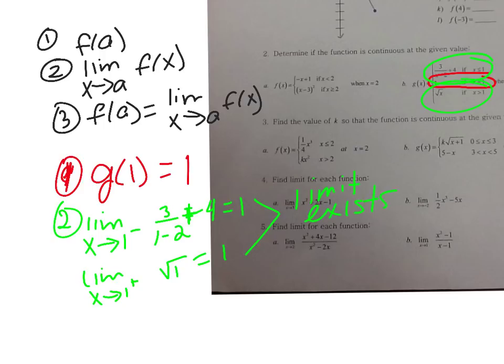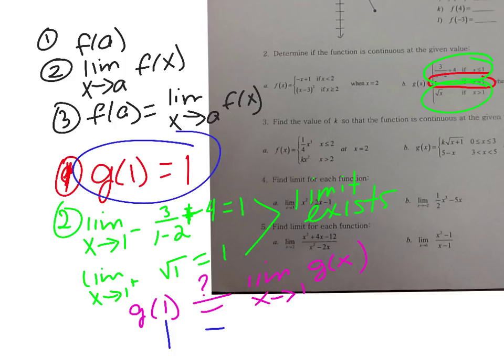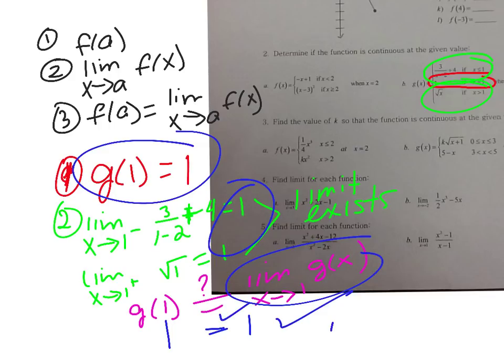So that's good. Now I'm checking to see, does g of 1 equal the limit as x approaches 1 of g of x? G of 1 is 1, right? The limit is equal to 1. So this is true. So that's a check. So it is continuous. Okay, so let's take a look at number 3.